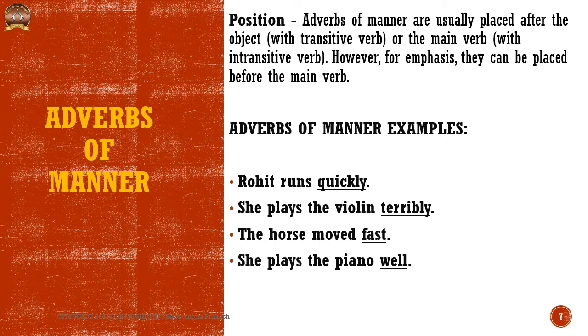All are placed after the verb, or after the object when the verb is transitive, like plays the violin or plays the piano. Otherwise it is placed directly after the main verb. And here for emphasis, it is placed before the verb. She gently rocked the baby to sleep. So the emphasis is on how the baby is rocked.